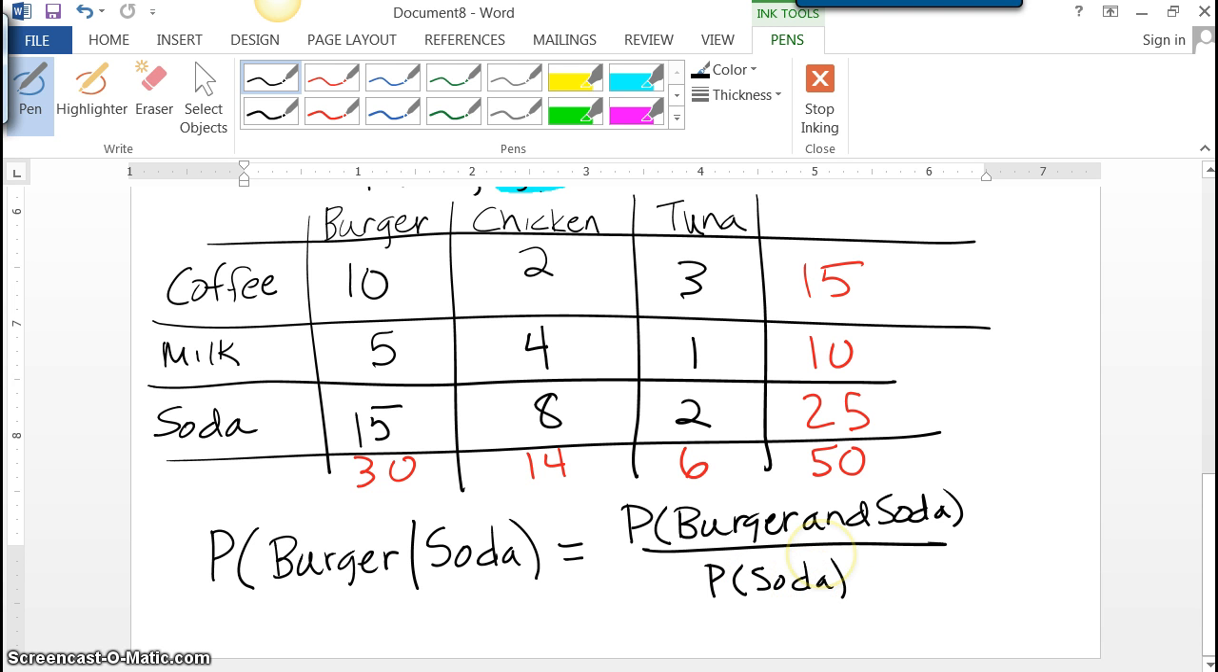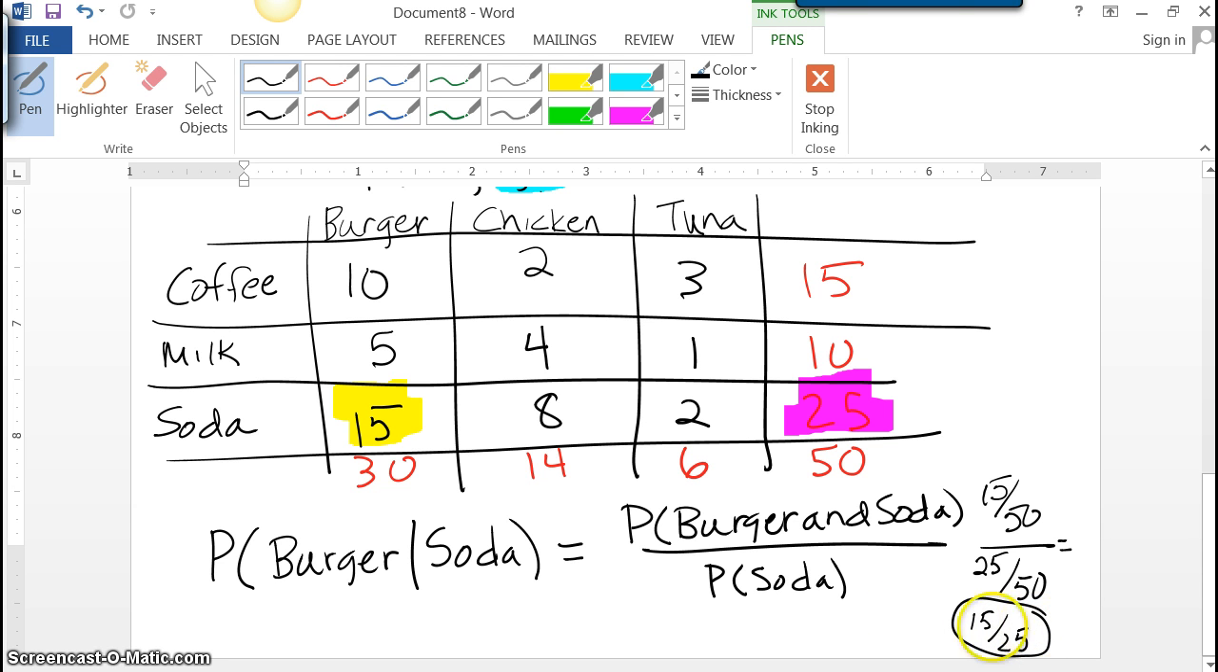If you use the rule, the people who chose a burger and soda are these people right here. So the top probability would be 15 out of 50. And then the people who chose a soda are these people right here. So the bottom would be 25 out of 50. When you do the arithmetic, the denominators, the 50, fall out, and you end up with just 15 out of 25. Or you could simplify that a little bit. You could make it into 3/5.